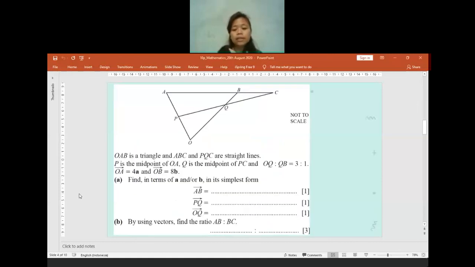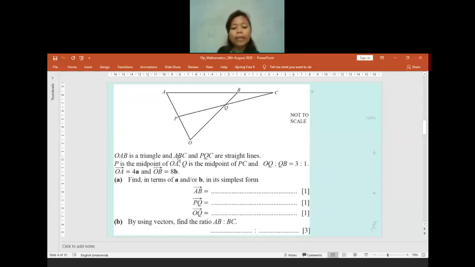This is the IGCSE question from 2019. In this one question there are 6 marks. Now let us try to finish it. We still have 15 minutes. I think it will be enough.